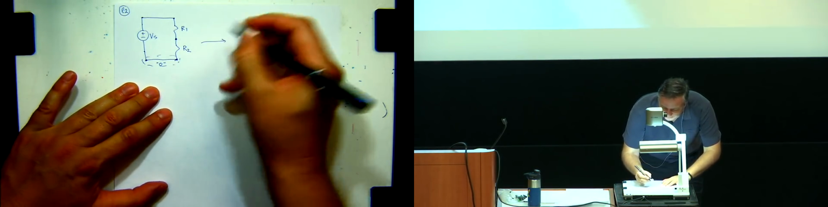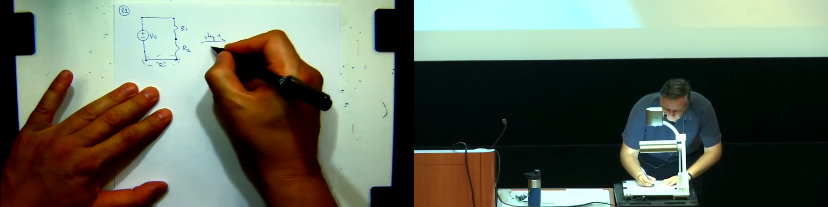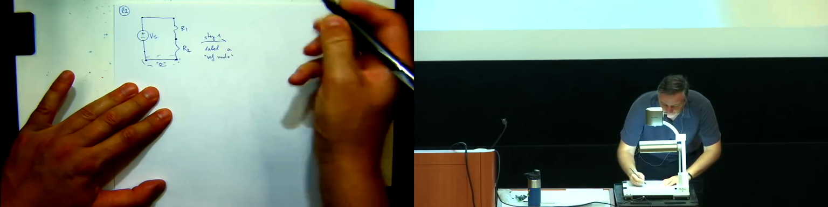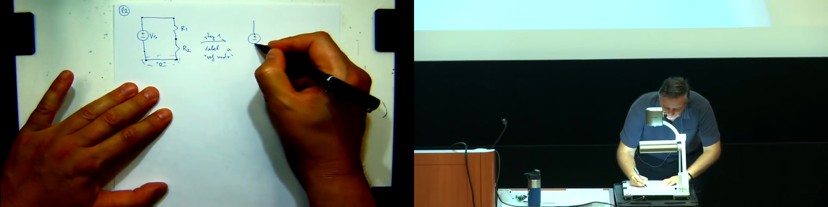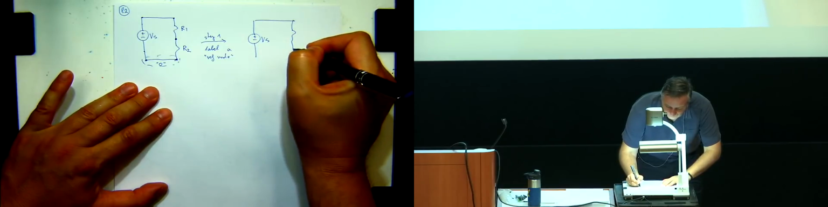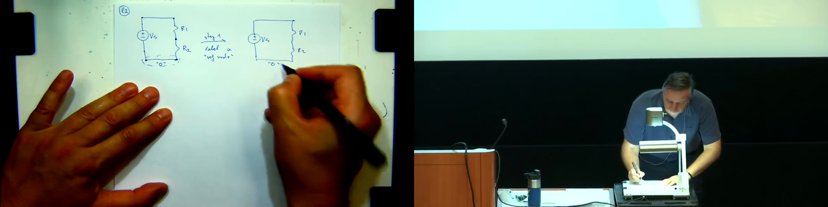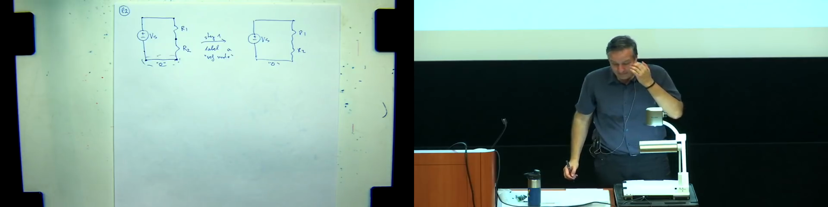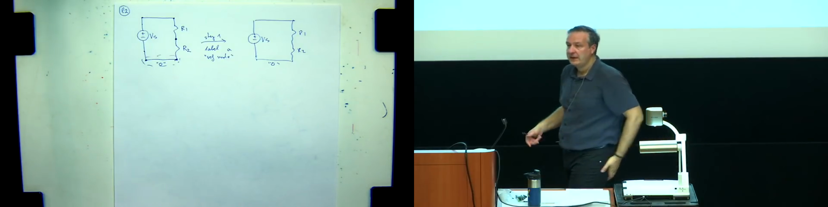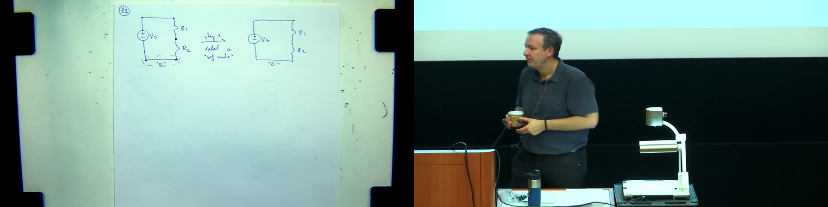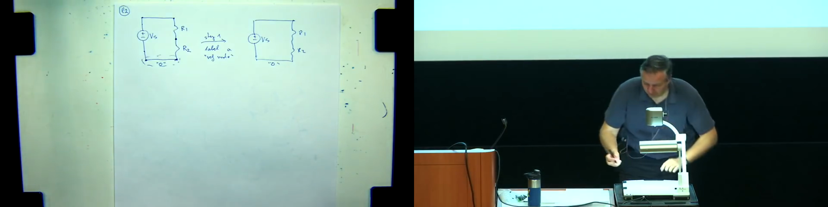So, step 1 is label our reference node. I already did it here, but I'll just redraw it. We're going to say this whole thing is a node. And then, what's the next step? Step 2. I've labeled one potential, labeled as 0. What's next? Label the other nodes. Okay, so let's do that.